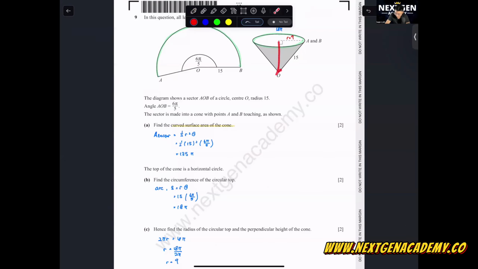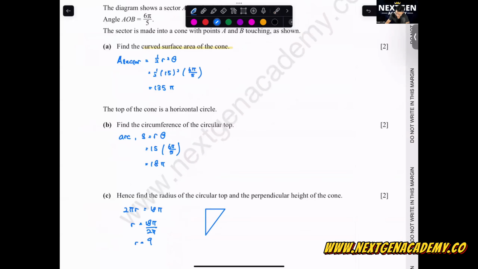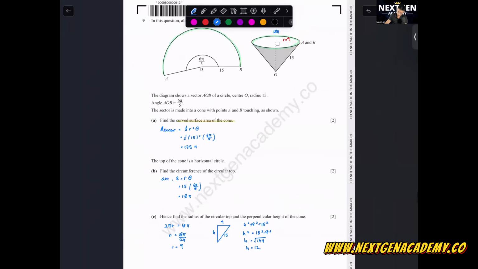Then how do we find the height? For this one we use Pythagoras theorem. You got this. r is 9, here is 15. Let's find the height. So h squared plus 9 squared equals 15 squared. h squared equals 15 squared minus 9 squared. Here h squared is 144. h is equal to 12. Let's label this: 12.